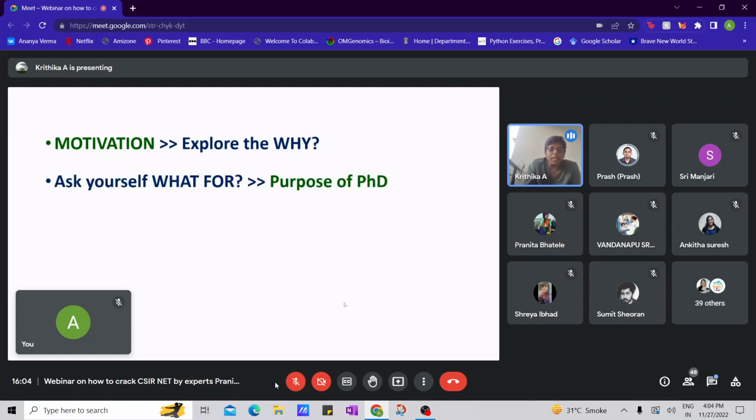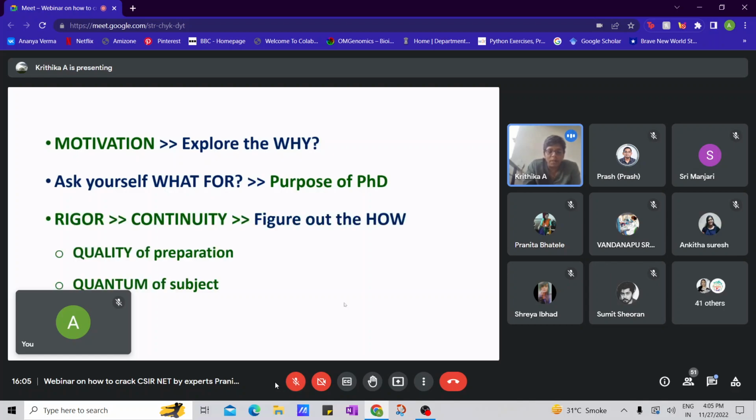The next is to understand what the purpose is, whether you want to do it for lectureship or for a research fellowship. And if it is for a research fellowship, then what is the purpose of doing a PhD? If it is for a job, then you need to prepare for certain specific skills. If it is for being in academia, then you have certain skills to hone. So take some time and think about these things as well while you prepare for the exam.